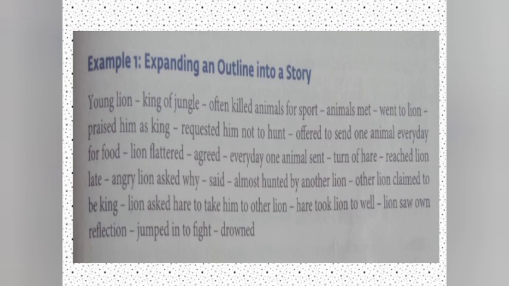Young lion, king of jungle, often killed animals for sport. Animals met, went to lion, praised him as king, requested him not to hunt, offered to send one animal every day for food. Lion flattered, agreed, every day one animal sent. Hare turned off, reached lion late. Angry lion asked why. Hare said, almost hunted by another lion. Other lion claimed to be king. Lion asked hare to take him to the other lion. Hare took lion to well. Lion saw own reflection, jumped into fight, drowned.